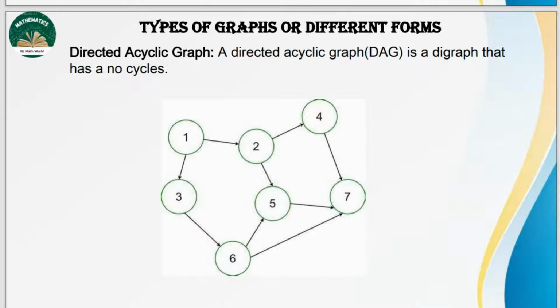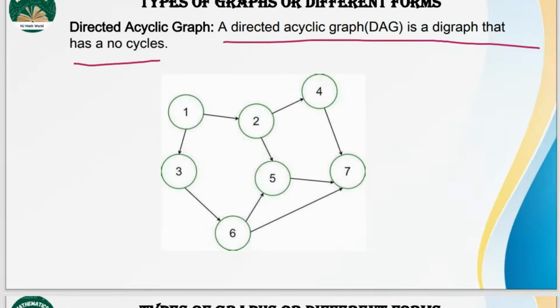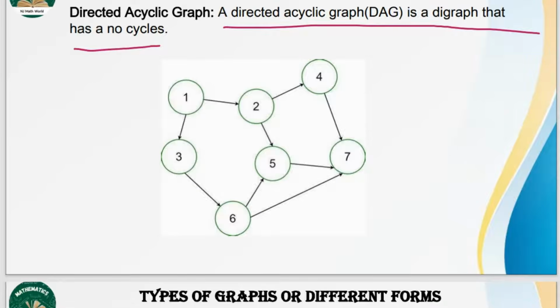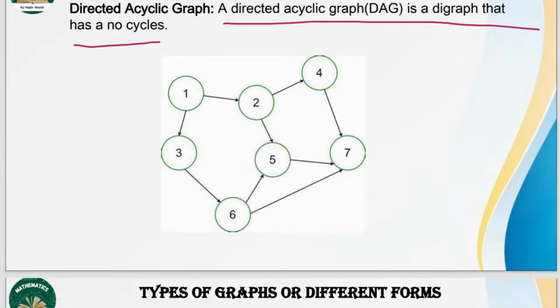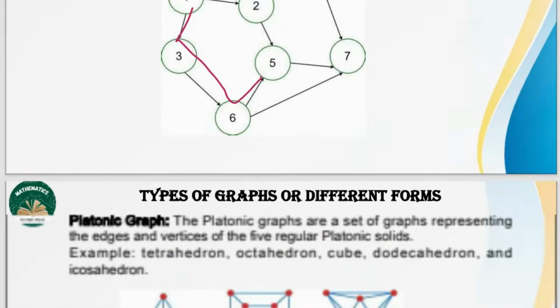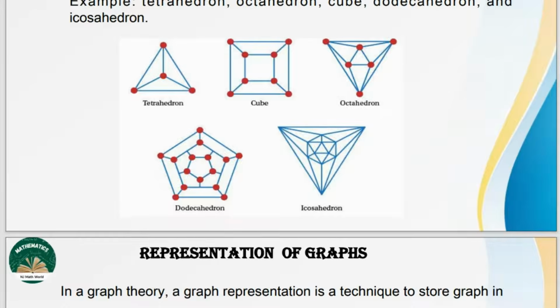Then you have the directed acyclic graph. What is it? A directed acyclic graph, DAG, is a digraph, that is a directed graph, which has no cycle. If it has no cycle, it is called a directed acyclic graph. So you can see here, if I start from 1, then I can go to 6, then 5, then I don't have any connectivity, it cannot be completed. So if it has no cycle, then it is called a directed acyclic graph.